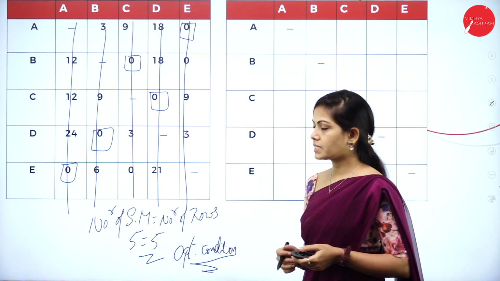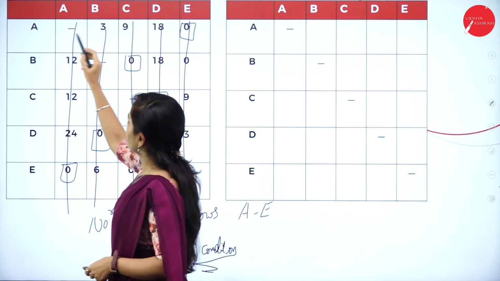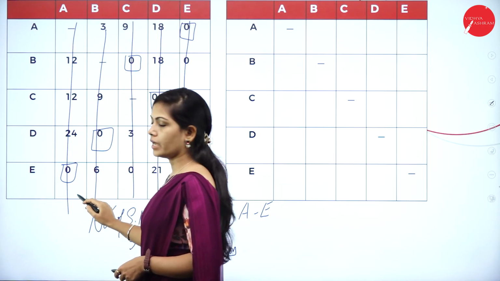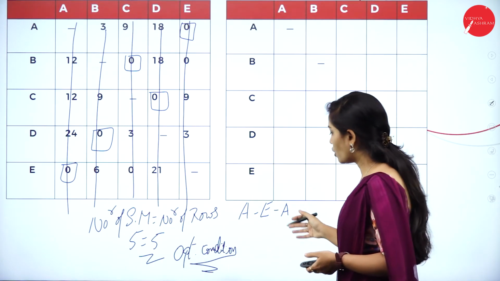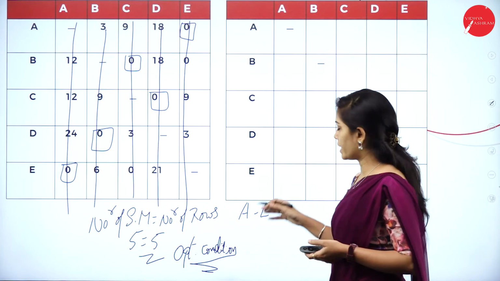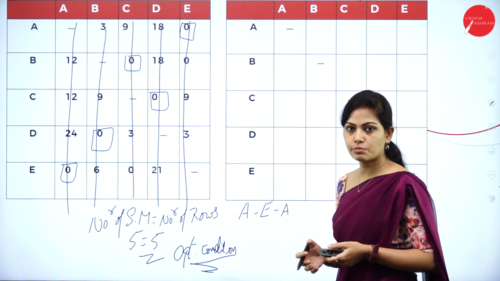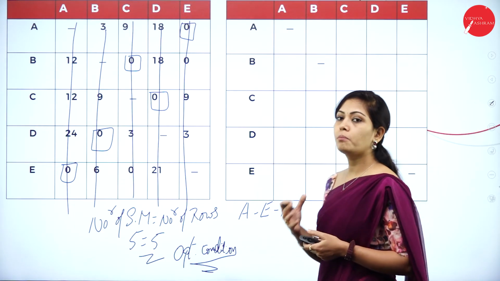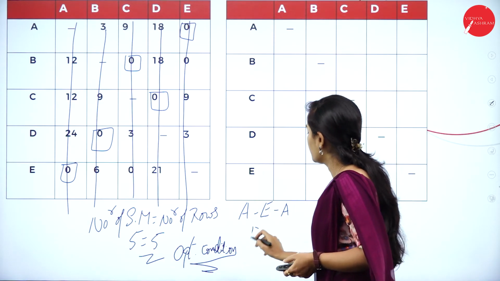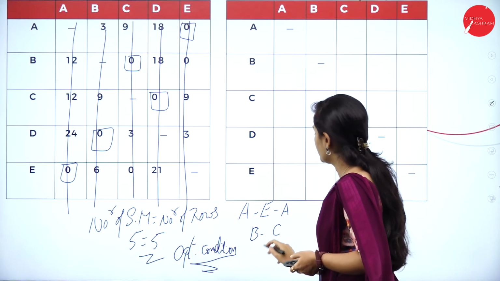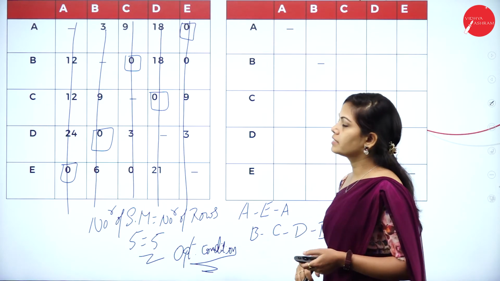So now you can find the assignment. The assignment is A to E. He visits A to E, then E to A. So without visiting other cities, he directly visited from A to E, E to A. So it is not satisfying the traveling salesman condition, so we have to modify the assignment. So here A to E, E to A, then B to C, then C to D, then D to B. Now you can modify the assignment.